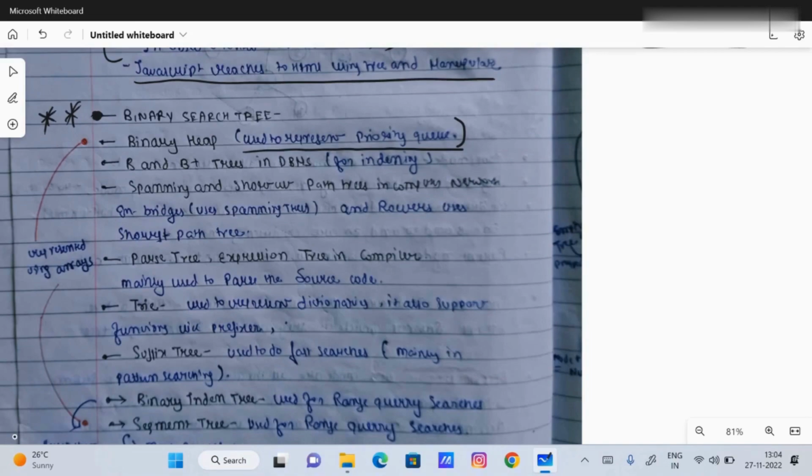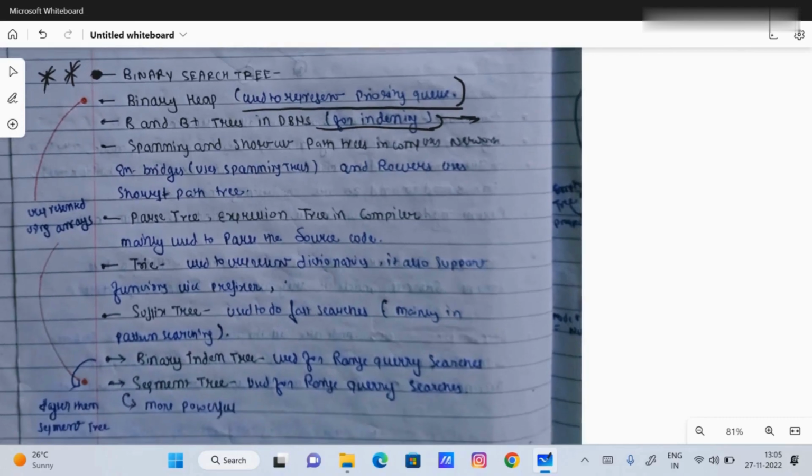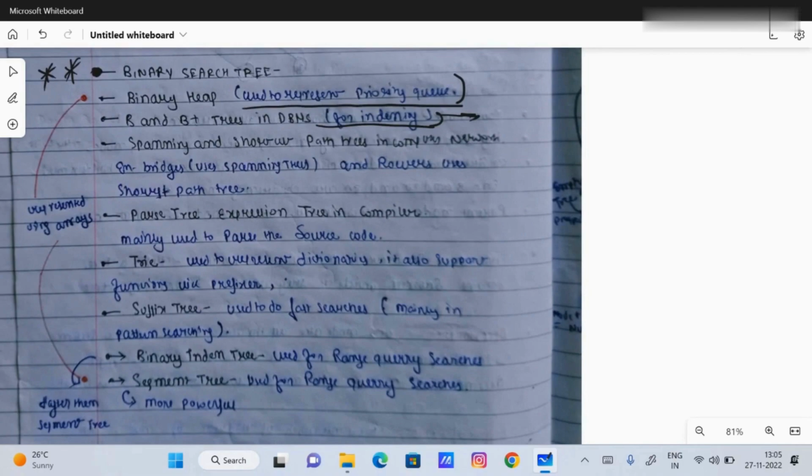Thereafter, B plus trees in DBMS. In database management system, B and B plus trees. Definitely we will discuss this also in the next lectures. For indexing, this is the main thing that is used to focus on. Indexing is a process which we have seen in the row and column mapping. So you can directly correlate from there. So B and B plus trees are used, but indexing is mostly done in database management system.